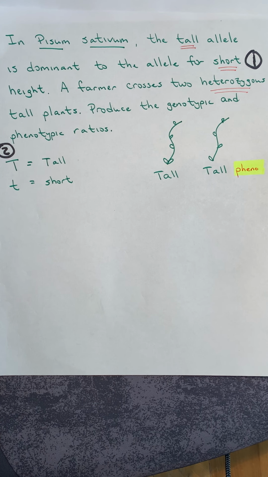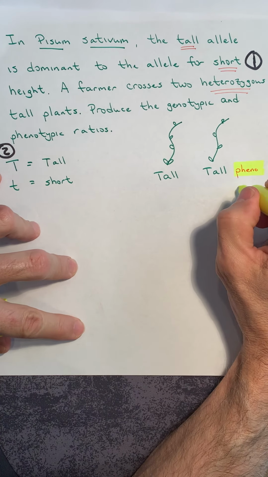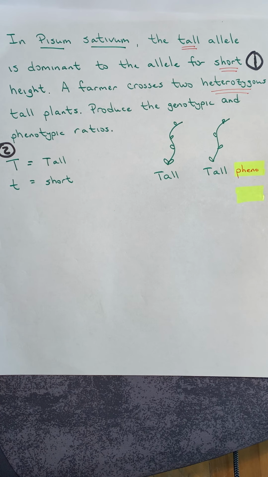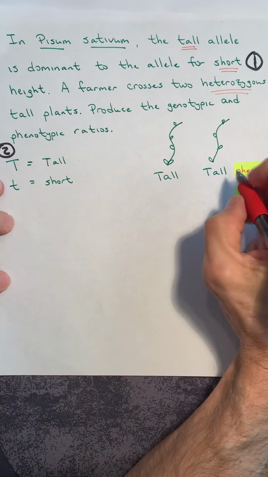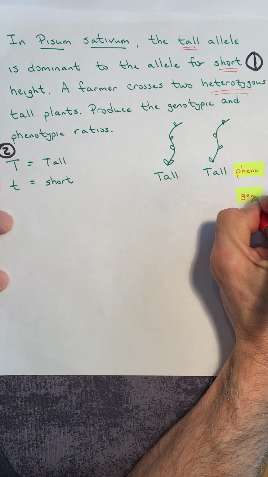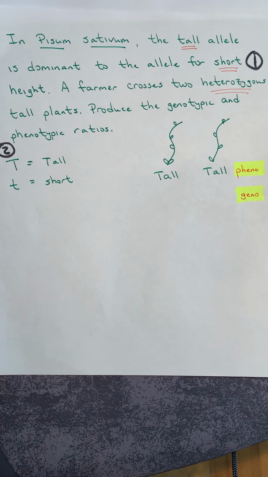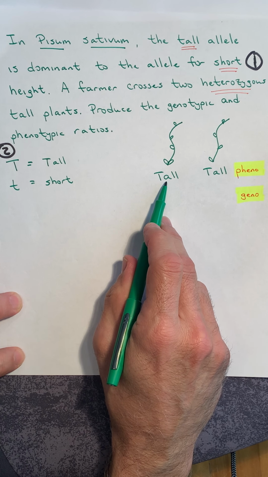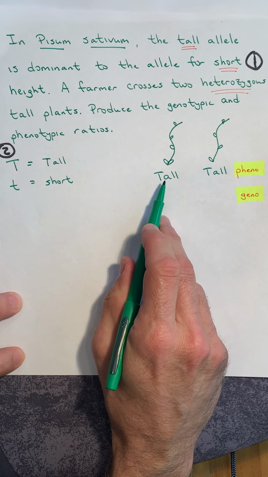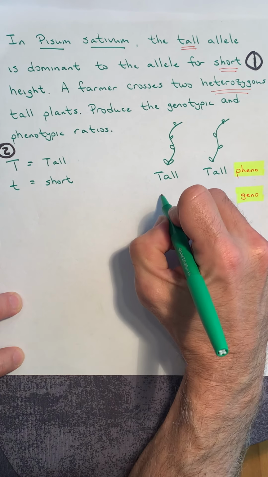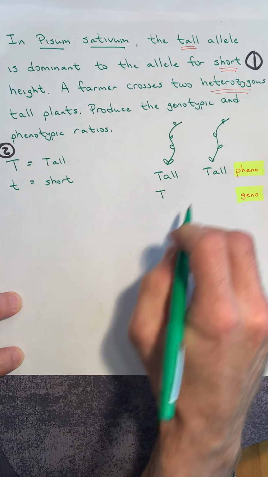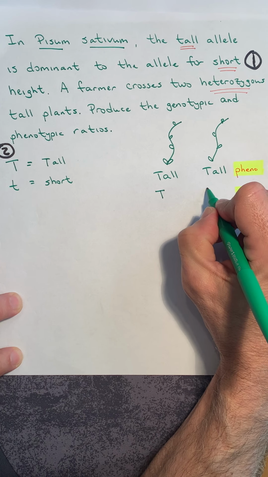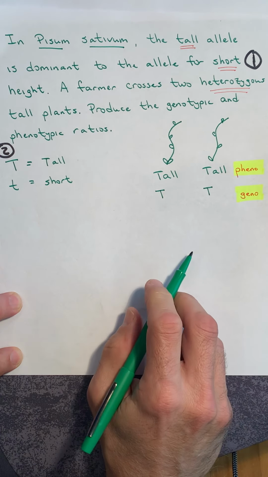Fine. Now let's take a look at their genotype. What do they carry in their genes? What do they carry in their DNA? So this is then going to be genotype. All right, so since the plants are tall, that means they are expressing a dominant tall allele. So since this plant is tall, it has to carry a big T. Since this plant is tall, it also has to carry and express a big T.